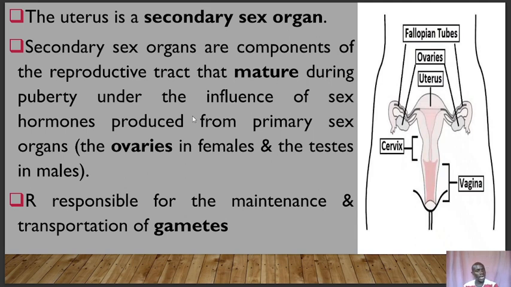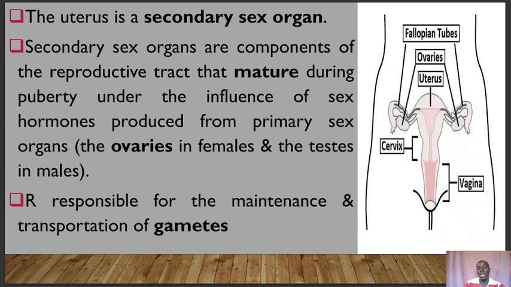Next, we have the uterus, and from the cervix, we go to the uterus, guys. From the vagina, we travel to the cervix. Now we are in the uterus, and the uterus is what? It's a secondary sex organ. What does secondary sex organ mean?